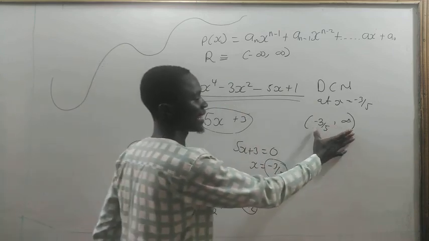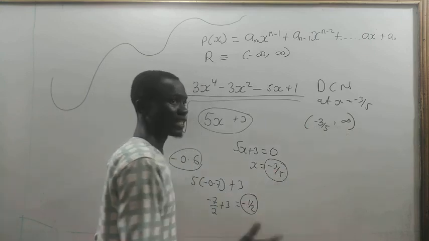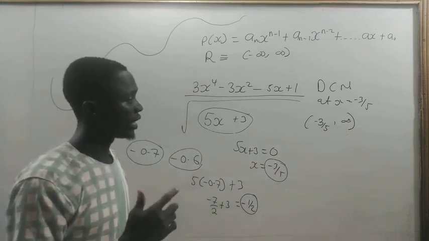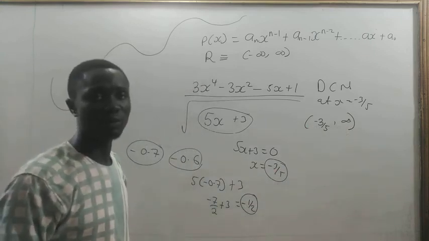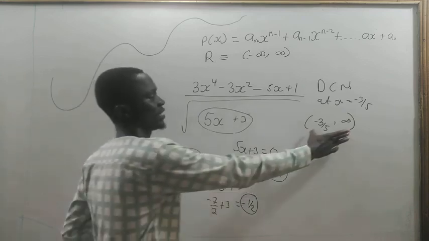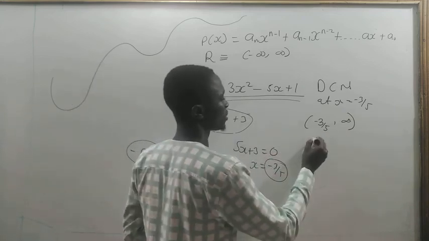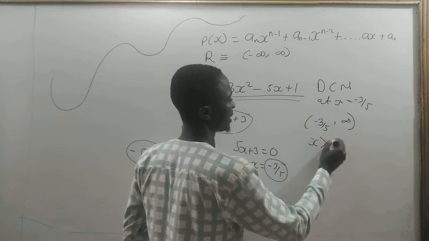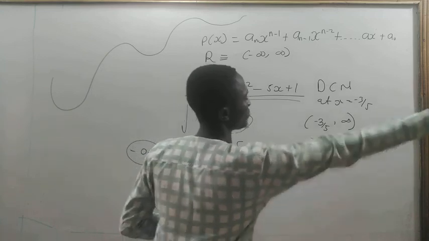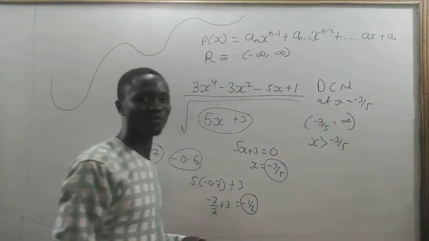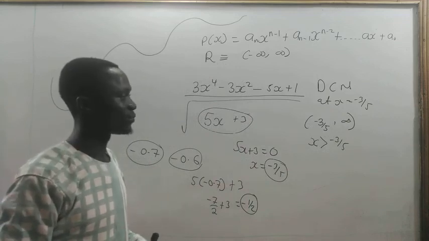But any value greater than this is fine. That's why I've said that if you have not watched my video on interval notation, check for it in the description. This means that we are taking values of x greater than minus 3 over 5. That is the meaning of this. Very, very simple as that.